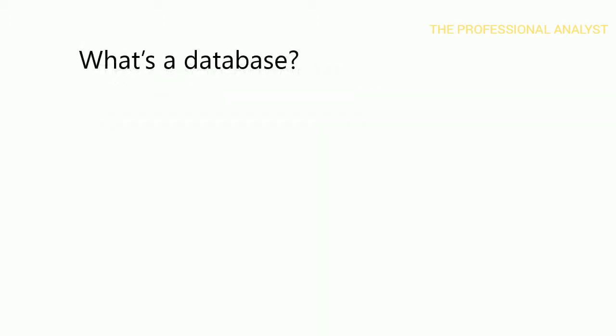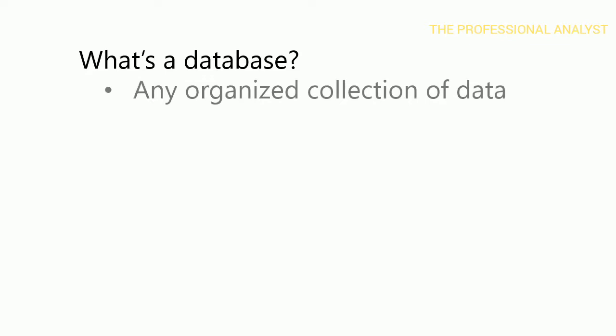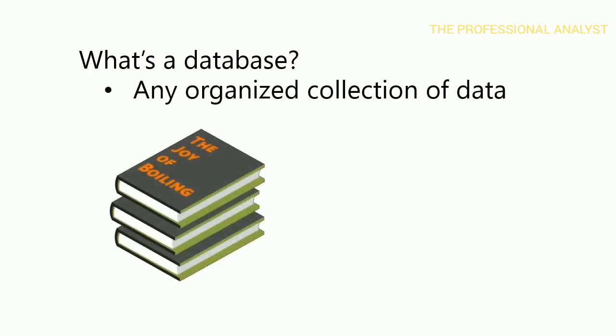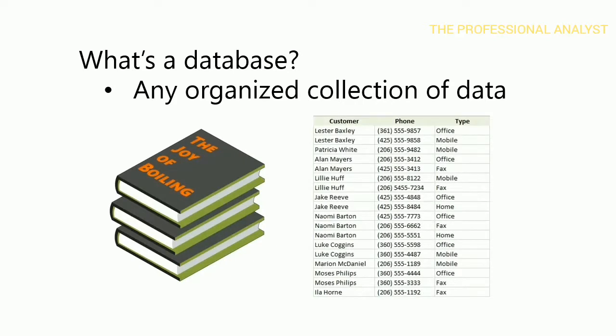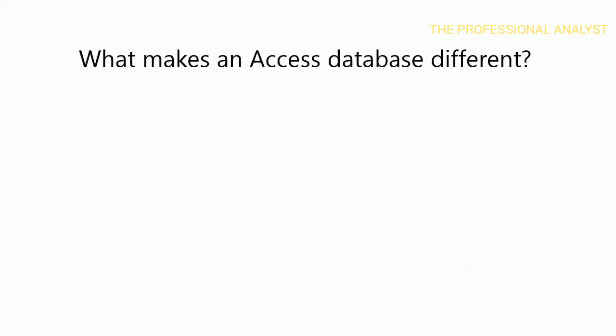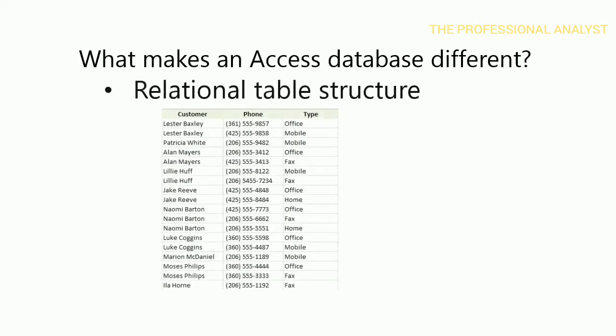What's a database, really? In broadest terms, a database is any organized collection of data. Your cookbooks are all databases, and so is a simple list of names and phone numbers in Excel. So the next question that comes is, what makes an Access database different? Why should I use it? And the answer is a relational table structure, and here's what that means.